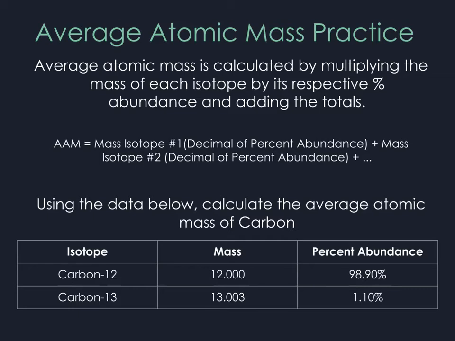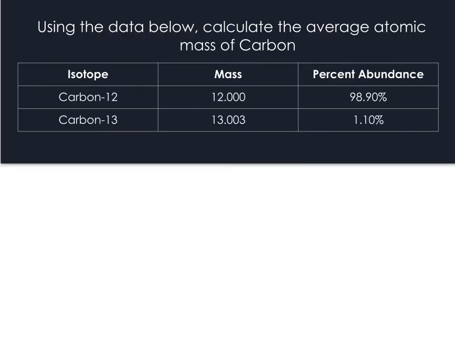So you basically will take the mass of the isotope, which is 12.000 for the first isotope. You multiply it by the decimal of percent abundance, and then you're going to add that to the second one. Okay, so give me 1 second to pause, clear the screen, and then I'll show you how to set that one up. Okay, so I moved stuff around, so now I have room to work out the problem so you guys can see it.